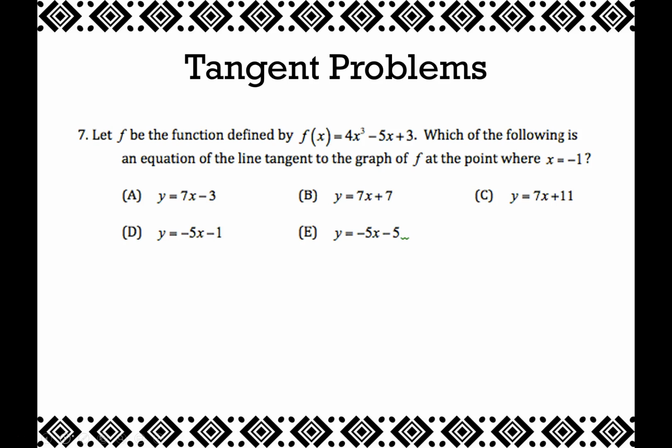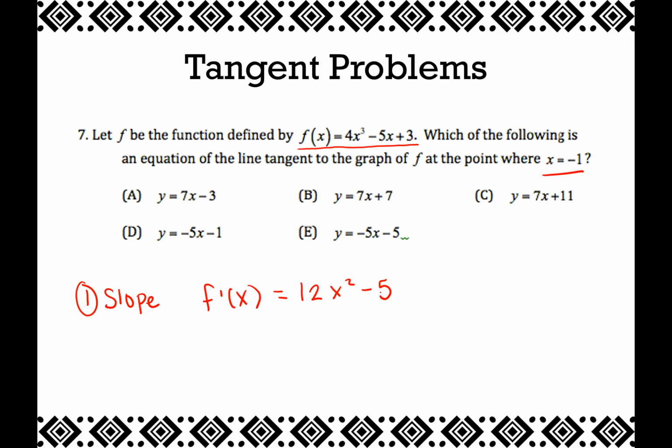It's one of those S-curve functions, and we're trying to figure out what's the slope of the tangent line at that point so that we can get the equation of the line. So what are the two things we need to know? Well, the first is going to be slope. How am I going to find slope at x equals -1? Well, slope is just the derivative. So I'm going to take f prime of x. I'm going to take the derivative of this, and I get 12x squared minus 5.